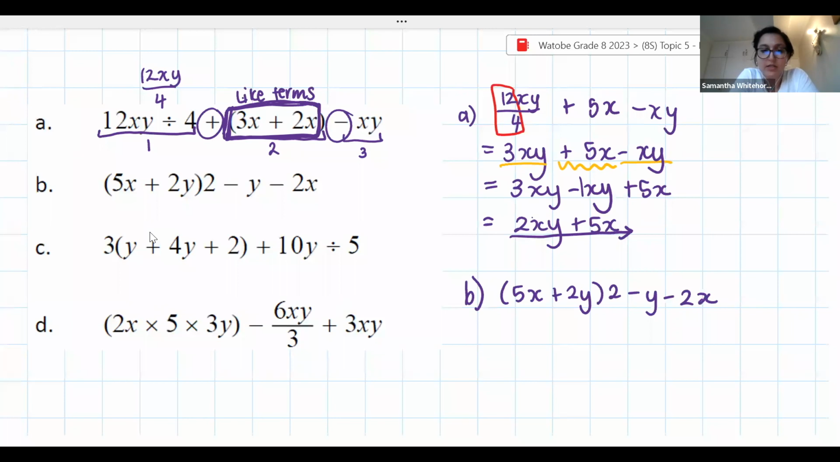Check your signs as you start to simplify. So I'm seeing some answers coming through. Just double check your signs. Make sure you are correctly adding and subtracting your like terms.